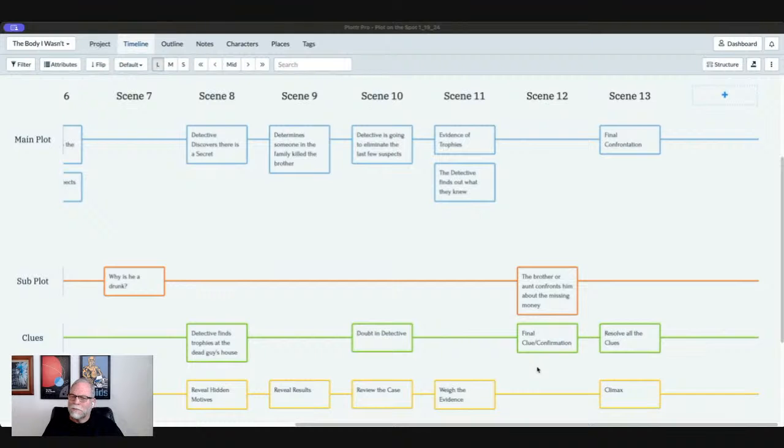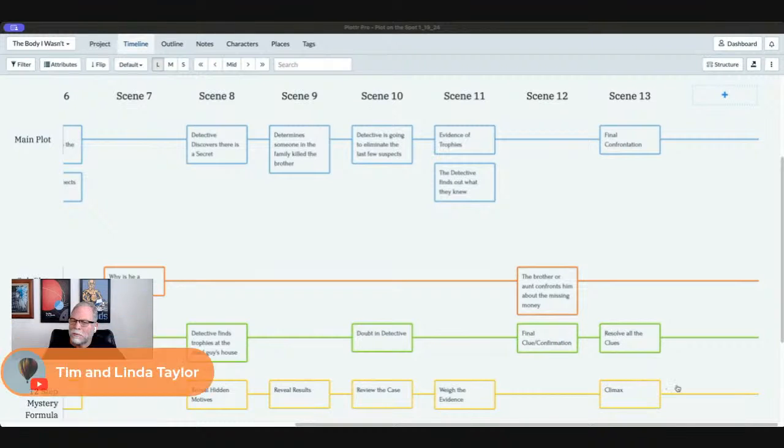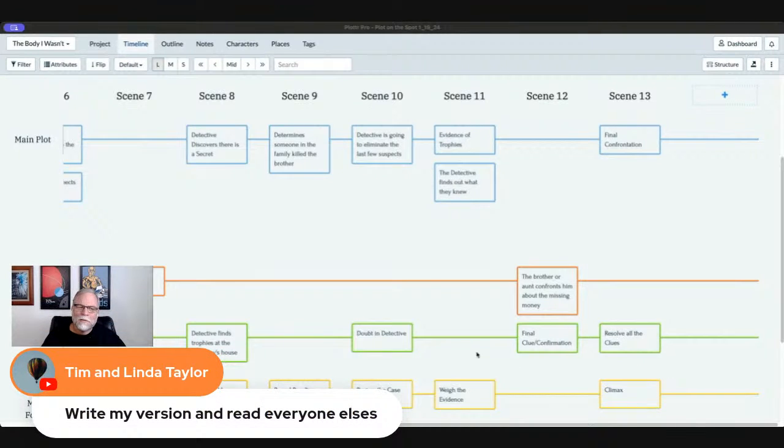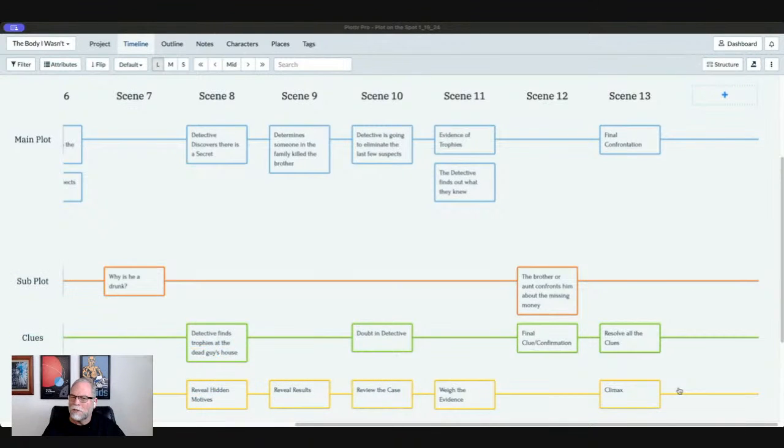I like that. Write my version and read everyone else's, from Tim and Linda. I like that. Write my version. I'm going to read everybody else's just to see how it turns out. I mean, isn't that a great idea? That is a fantastic idea. Okay.